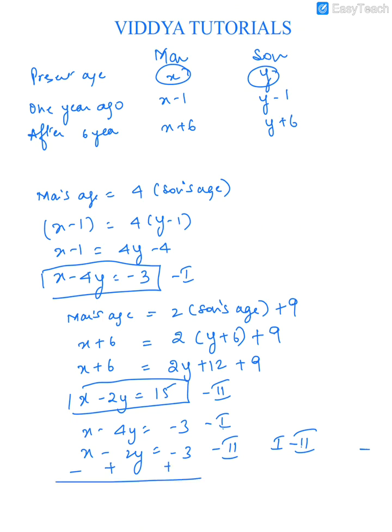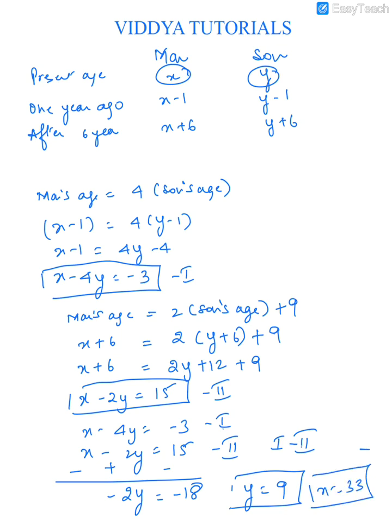I just made the changes over here. This was 15. Now you have to subtract the second equation. So you get minus 2y is equal to minus 18 and y is equal to 9 years. If y is 9, you have to substitute the value of y in the easier equation. You will get the man's age as 33. Please put the years sign in the final answer. So man's age is 33 years and son's age is 9 years. Thank you.